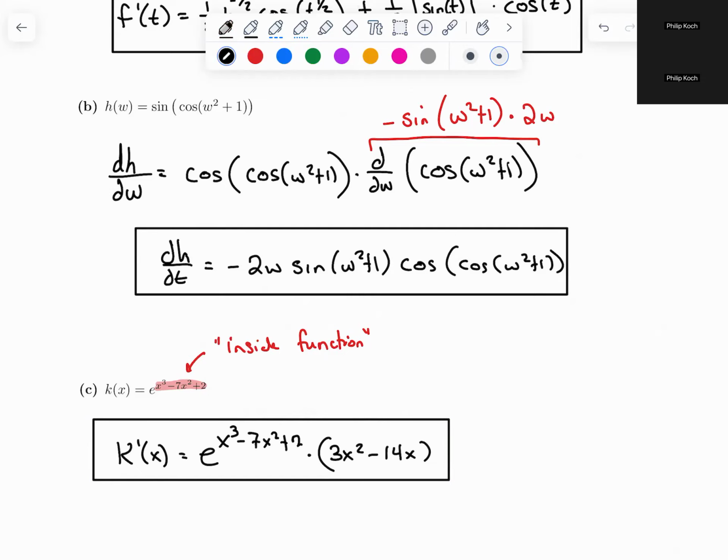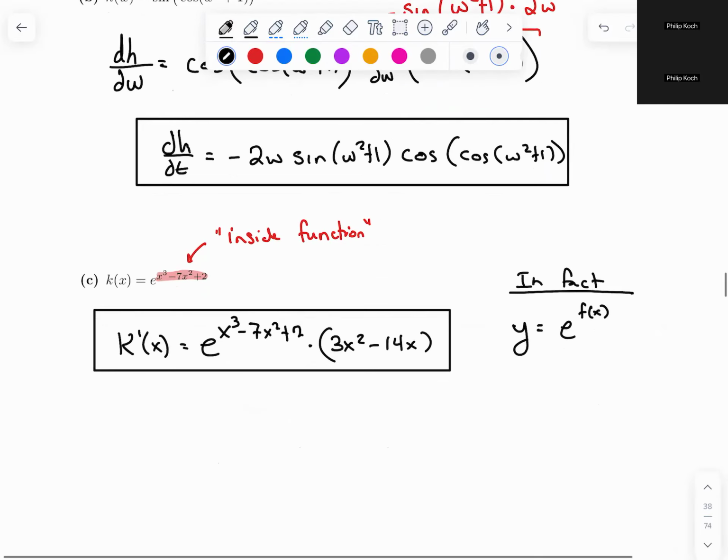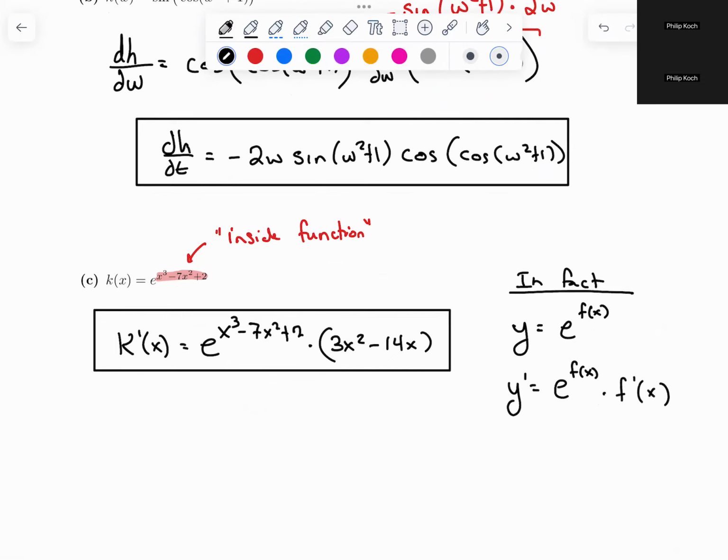That's one of the interesting things about e to the x. In fact, you can even use this as a nice little tidbit. If I have y equals e to the f of x, then y prime is e to the f of x times f prime of x. Always. Because the outer function is e. The derivative of e is itself, evaluated at the inside, so that's why I've got e to the f of x times the derivative of the inside, which is f prime of x. So that's what's happening here. Whenever you take the derivative of an e function, you always get back the original function itself. It's pretty cool that that happens.